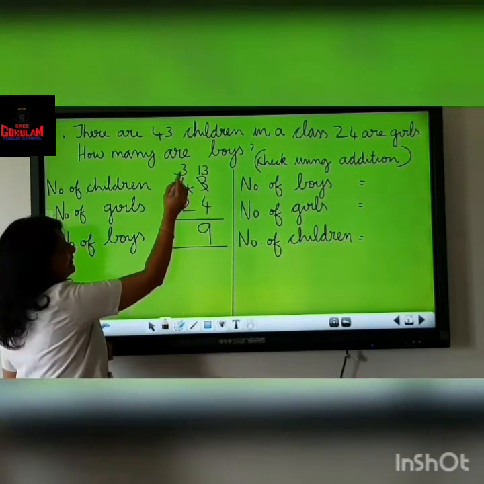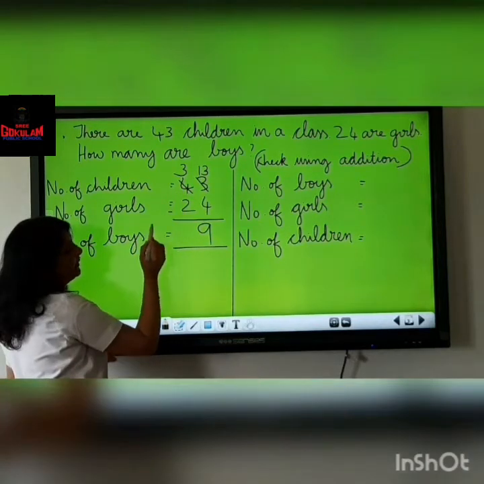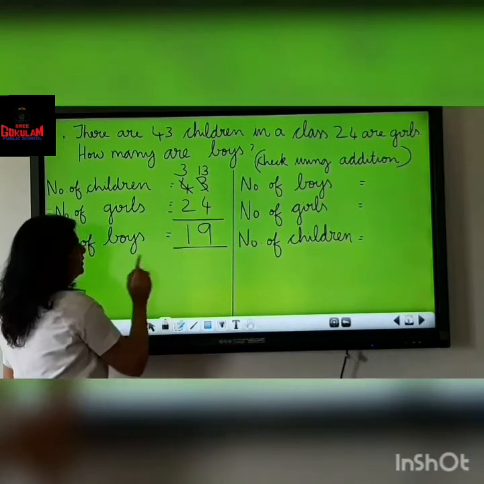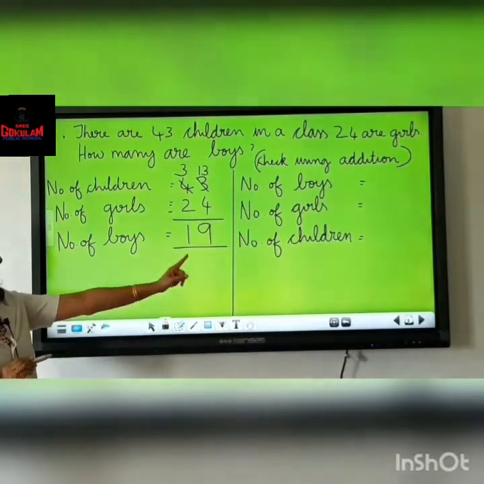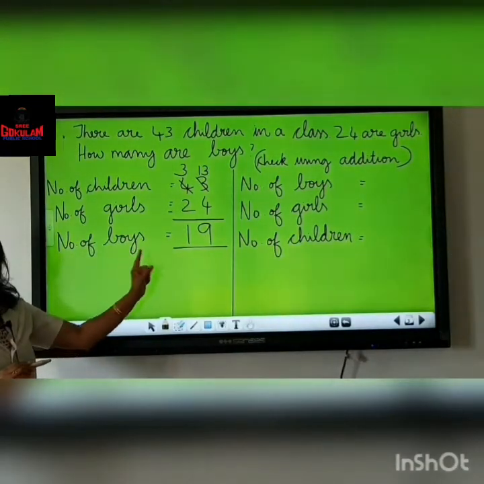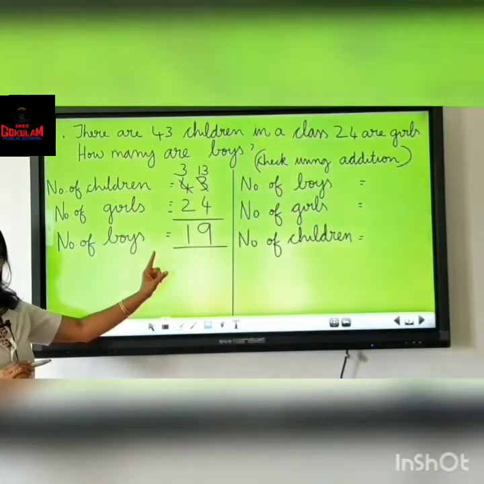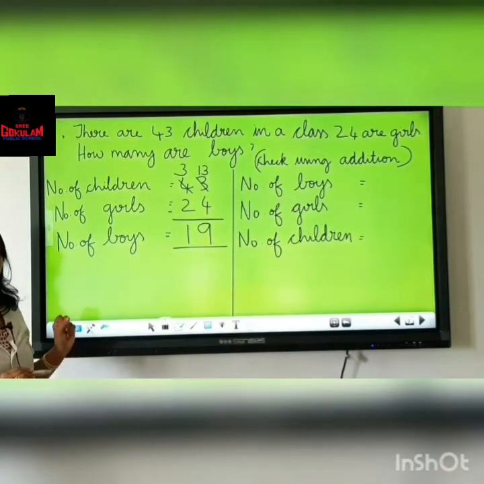In tens place, 3 minus 2. What is 3 minus 2? 1. So, the answer is 19. Number of boys is 19. How to check whether this answer is correct or not?